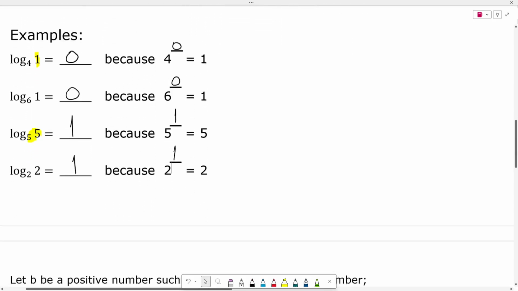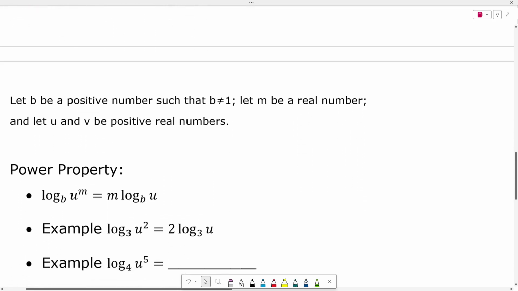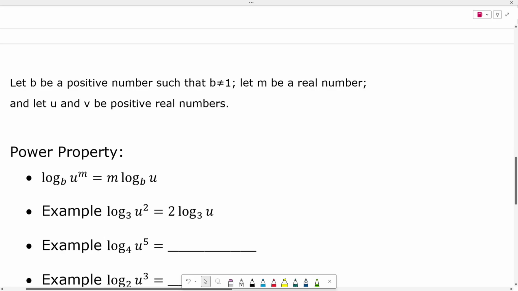Moving along, looking at some more things with these, it says let b be a positive number such that b is not equal to 1. Let m be a real number, and let u and v be positive real numbers. Nice little parameters, keeping these things straight here, and this one being positive.